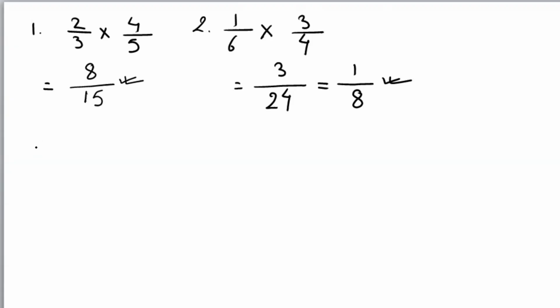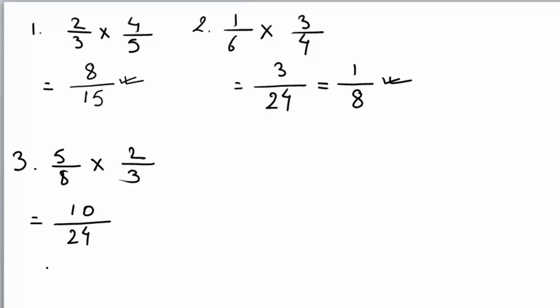Let's take a few more questions. 5 over 8 multiplied by 2 over 3. 5 times 2 is 10. 8 times 3 is 24. Can we simplify it? Yes, we can further break it down. How can we do it? 2 times 5 is 10 and 2 times 12 is 24. This is the final answer.